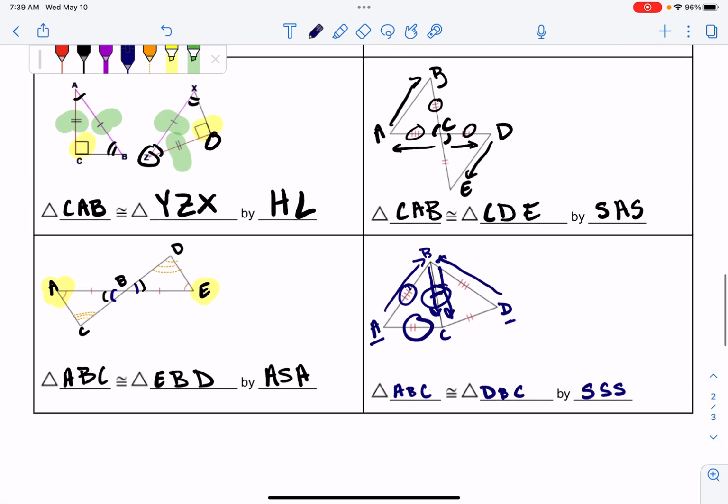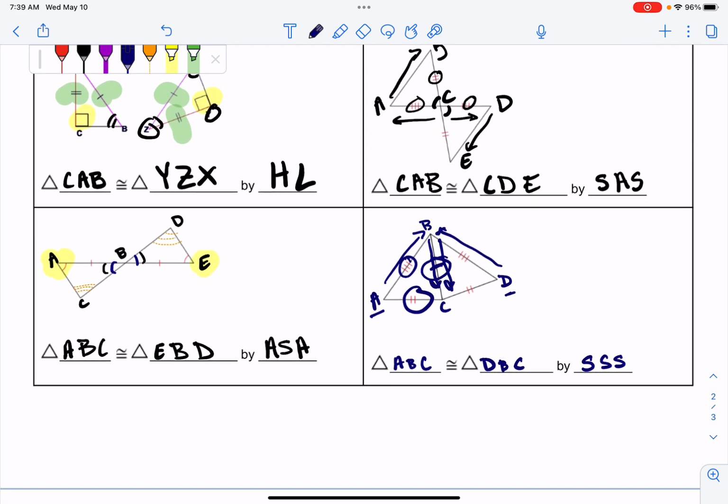All right, so again, what is really important here is that we name these in a very specific order, naming corresponding or congruent parts together. And then we end by telling how we know that these things are congruent given the given information and any information that we can deduce, like vertical angles and same sides being congruent to one another.